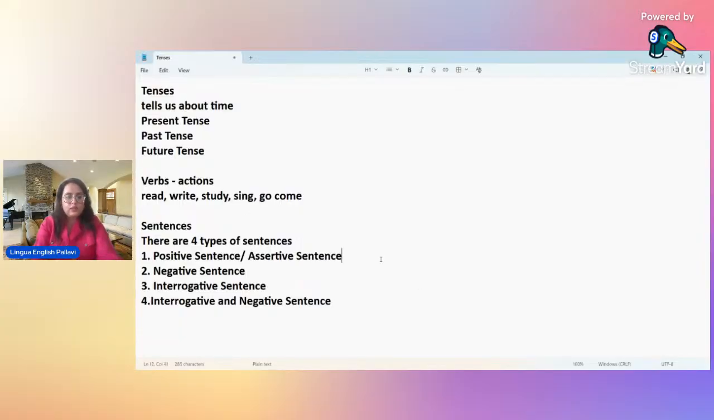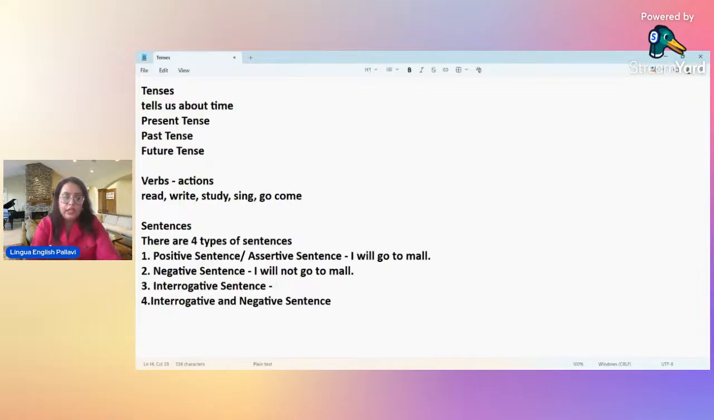A positive sentence, as the name says, should be positive. So it is: I will go. That is the positive sentence. I will go to the mall. And for negative, I will just put not into it. I will not go to the mall.